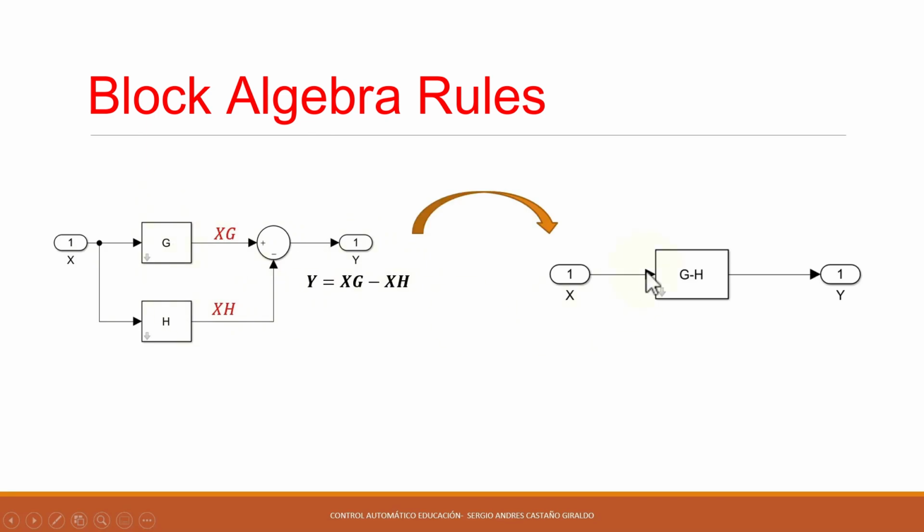Now, how can I transform this block diagram into an equivalent one? Let's transform these parallel blocks into a single subtraction block. This single block will have g minus h, and we'll see that it's completely equivalent to what we have here. If x multiplies this block g minus h, then in my output y, it will simply be x times the block, and the block is g minus h. If I apply the distributive property here, you'll see that I arrive at exactly the same signal we had initially. So this demonstrates how to handle blocks in parallel.